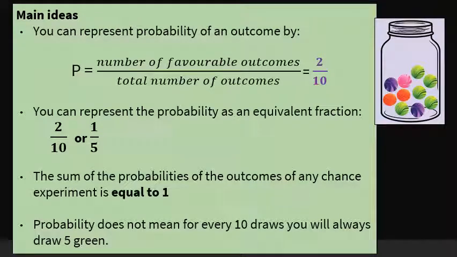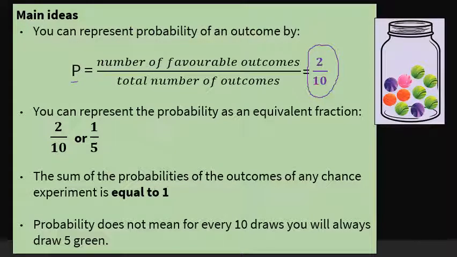Okay, so your main ideas from today, and this is really important, particularly this first one, is that you can represent the probability of an outcome using a fraction. So here I've got P, which means probability, equals the number of favorable outcomes divided by the total number of outcomes. So here, let's say I wanted to draw purple out of the jar.